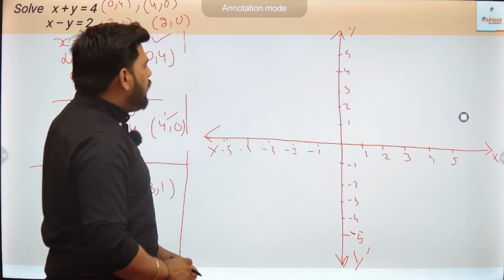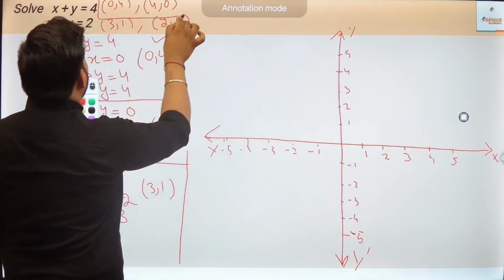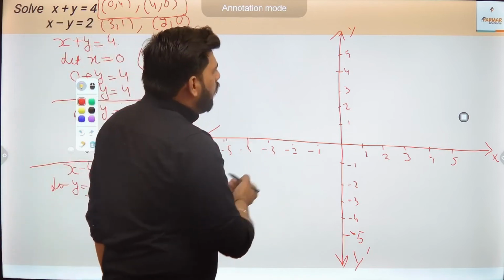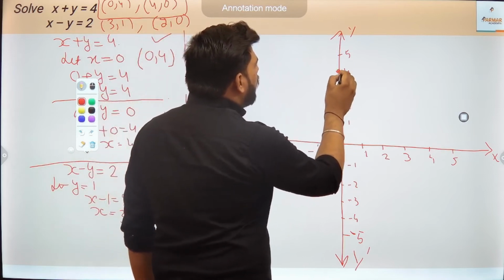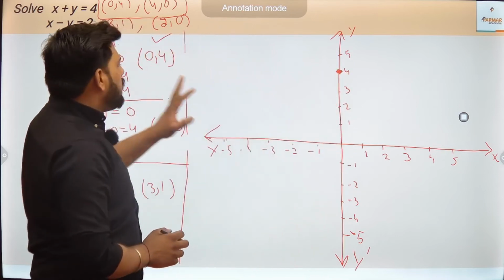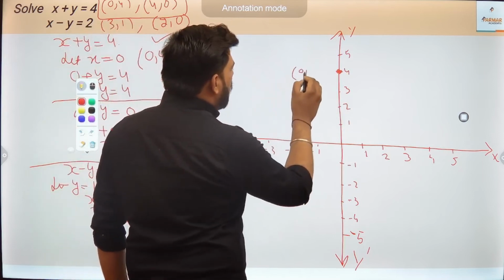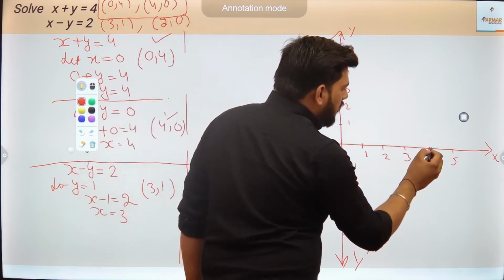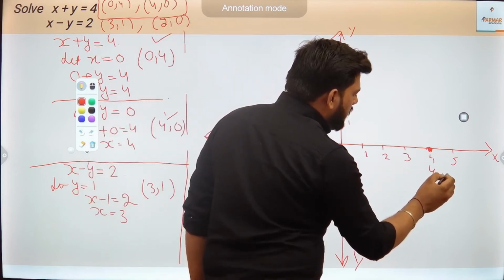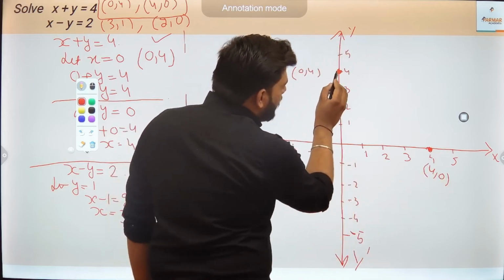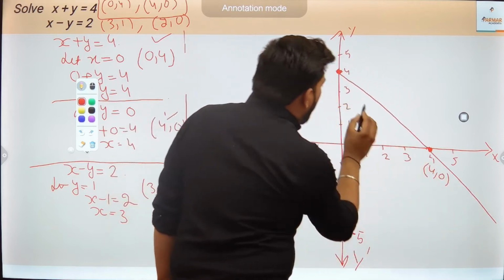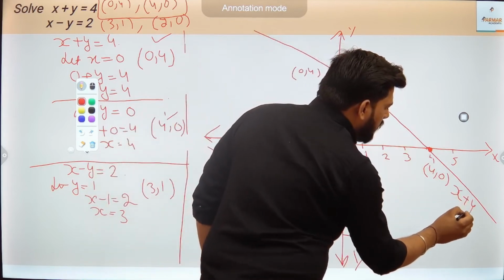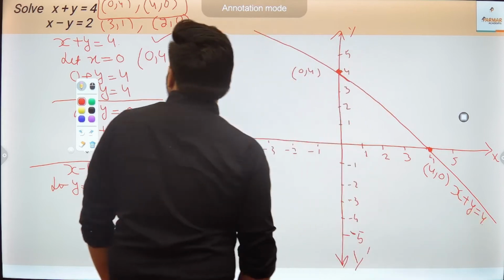Now first of all, we will plot the points for one equation, that is 0 comma 4 and 4 comma 0. So 0 comma 4 is this point. Here on the y-axis, as the value of x is 0, so 0 comma 4 is this solution, this point. The next solution is 4 comma 0, that is this one. 4 comma 0 is this point. Now join these 2 points, and this line will represent x plus y is equal to 4.